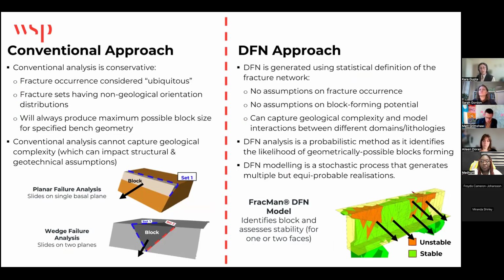Whereas with the DFN, like I said, it's defined using the statistical definition of the fracture network, so that's size, orientation, and intensity. And as a result, it does capture that geological complexity. And it not only is able to assess what could fail, but how likely different failures are to occur. So that's the probability of occurrence as well.